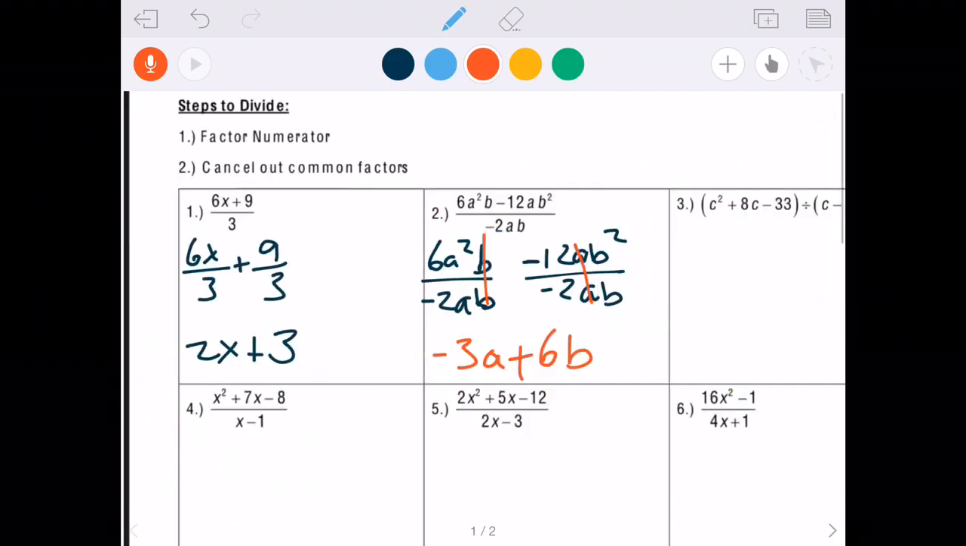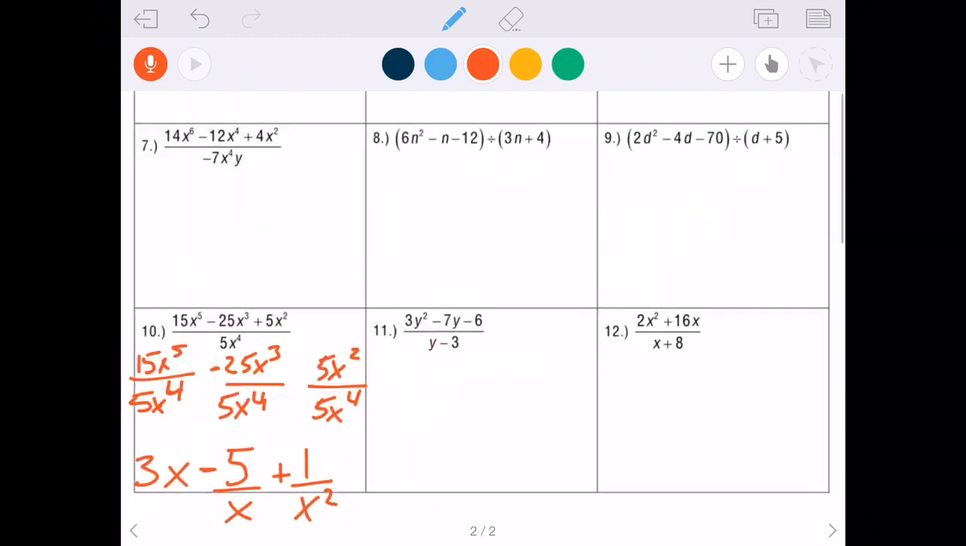So just a quick summary. Anytime we're dividing by a monomial denominator, I suggest splitting up the problem because once we get problems like number 10, to me it just seems easier if it's split up piece by piece. And then you're just going to divide. You're going to look at the exponents, things like that.